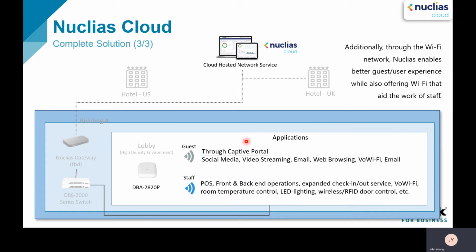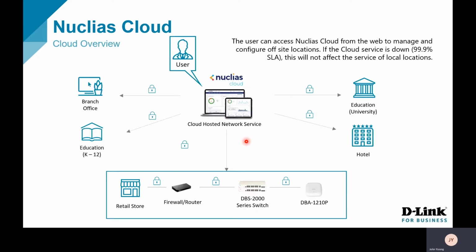Then for the staff itself, don't need to worry. We can set up the encryption, WPA, WPA2, and even the latest WPA3, for their services like POS, front-end operation, the checking and checkout services, and even to provide wireless for their application devices like the room temperature control, the LED lighting, and those RFID door control. So for Nuclias Cloud, we will be able to manage all the project sites very easily.